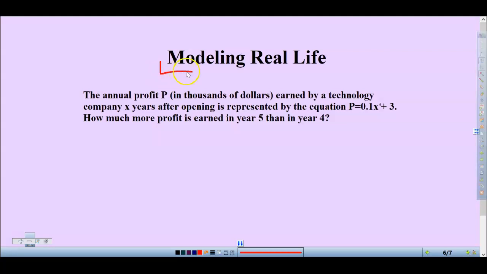Let's practice a situation that involves a real life scenario. So I'm working at a technology company, and the annual profit in the thousands of dollars earned by this company after so many years after opening is represented by the equation P is equal to 1/10 x cubed plus 3. If that's the case, my question is, how much more profit did this technology company earn in the 5th year than it did in the 4th year?